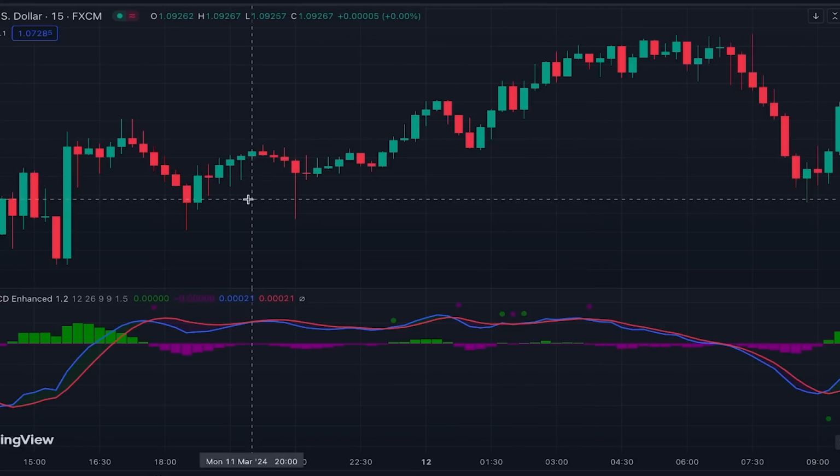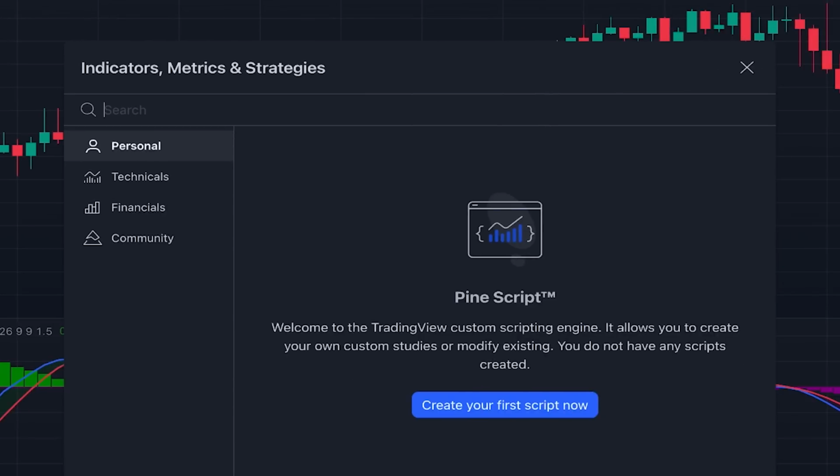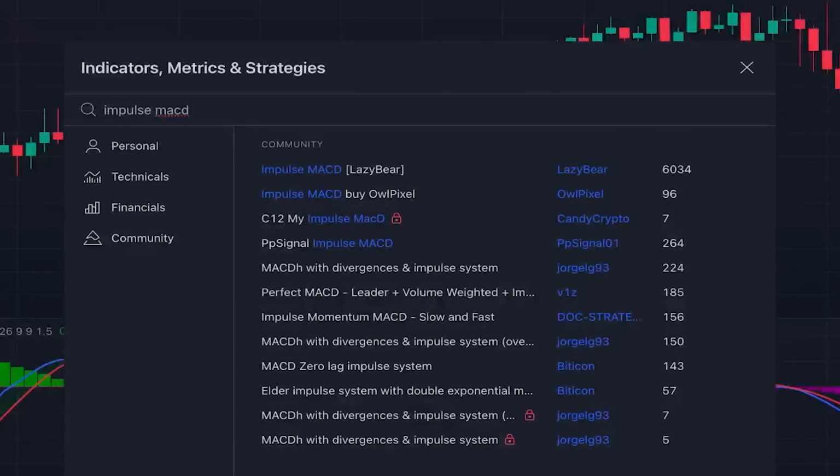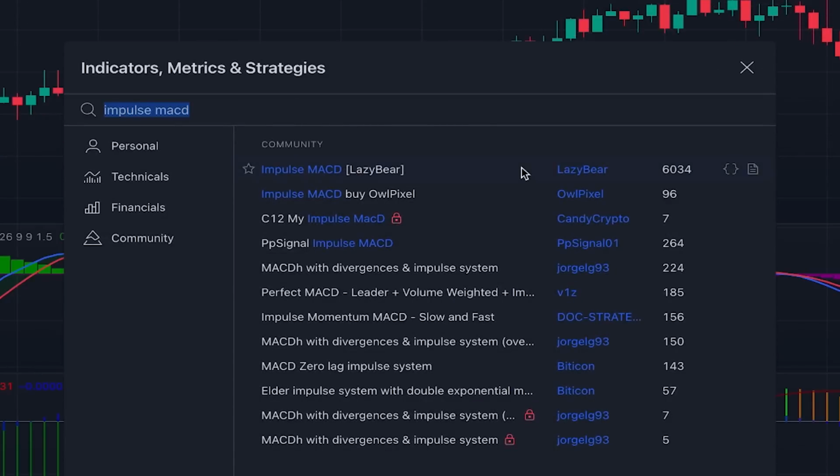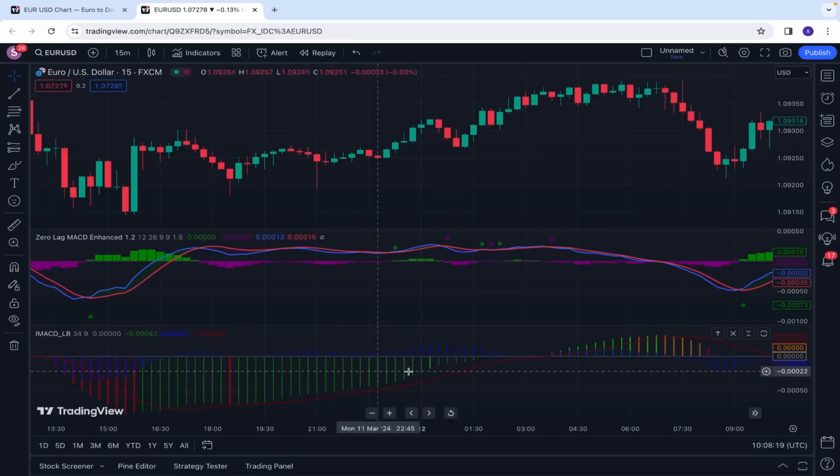Alright, to add this other version of MACD that also shows flat markets, we click on indicators and search for Impulse MACD, this one, which is written by someone named Lazy Bear. This is the indicator, and as you can see, it's added here at the bottom.